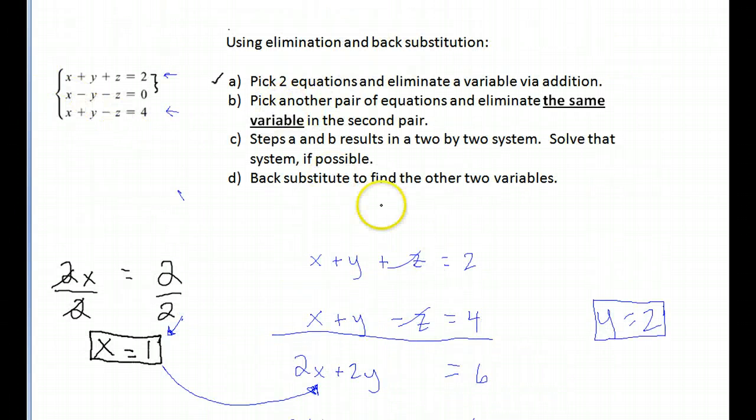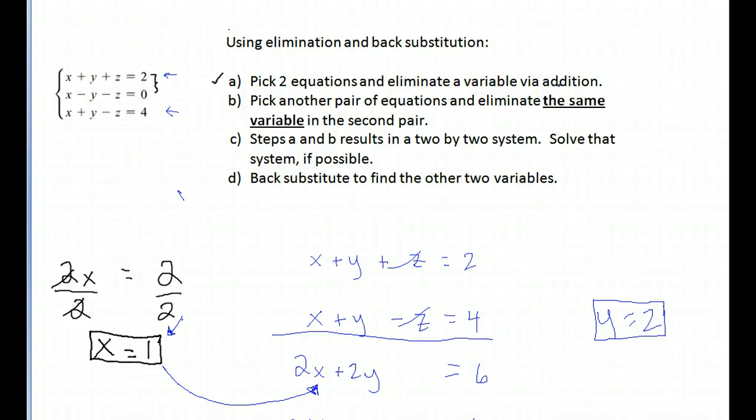Alright, now I know what x is, I know what y is. All I have to do is go in and figure out what z is. So I can go into any of the three equations. This is what the back substitution part is. I can go back into any of the three equations and plug in 1 for x from this down here. I can plug in 2 for y from this over here and figure out what z is in any of the equations.